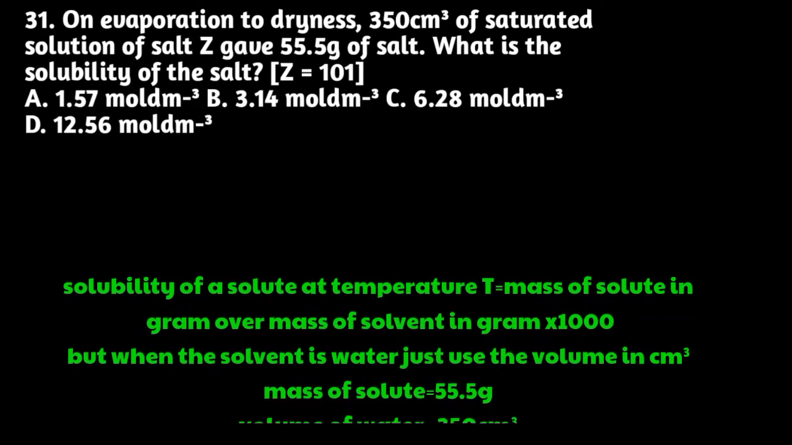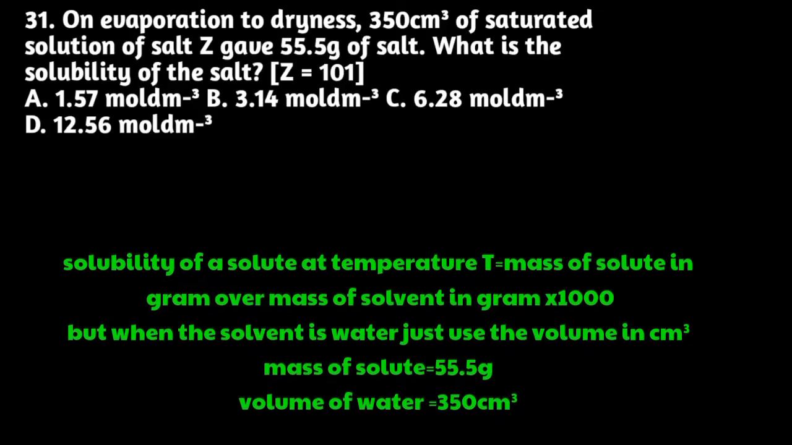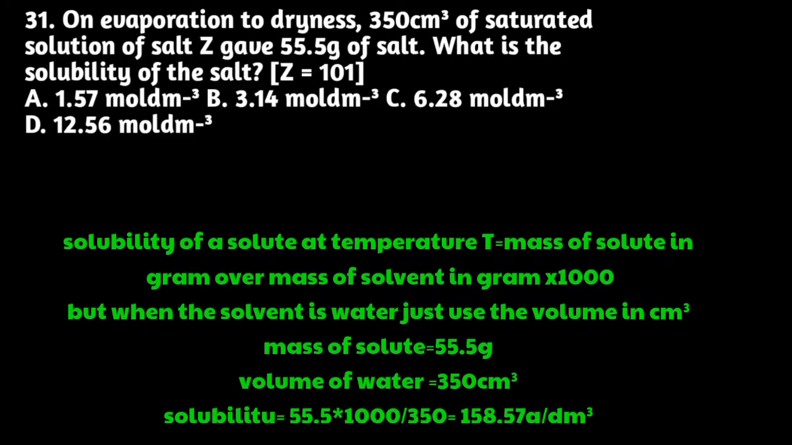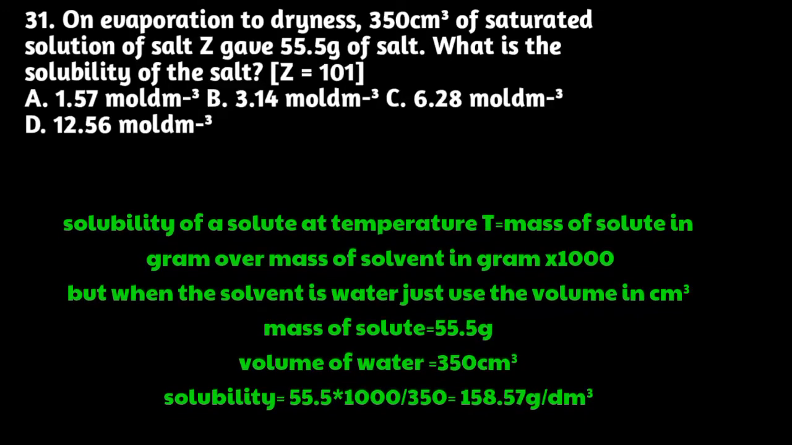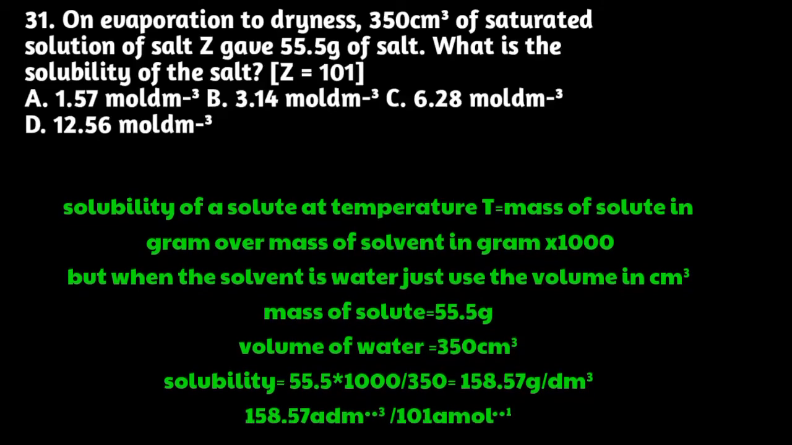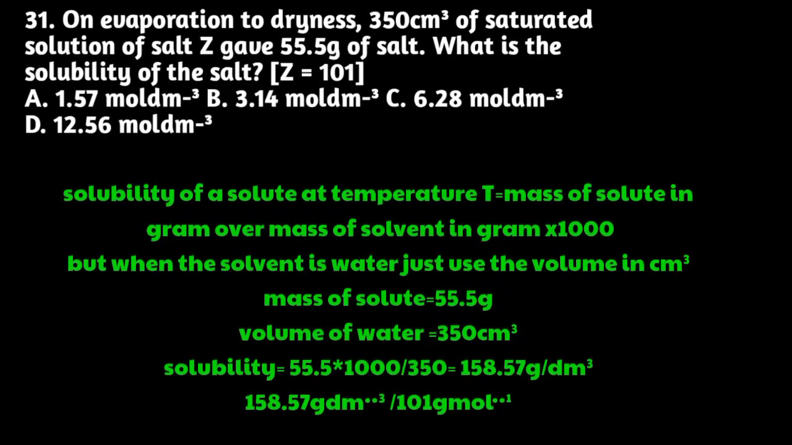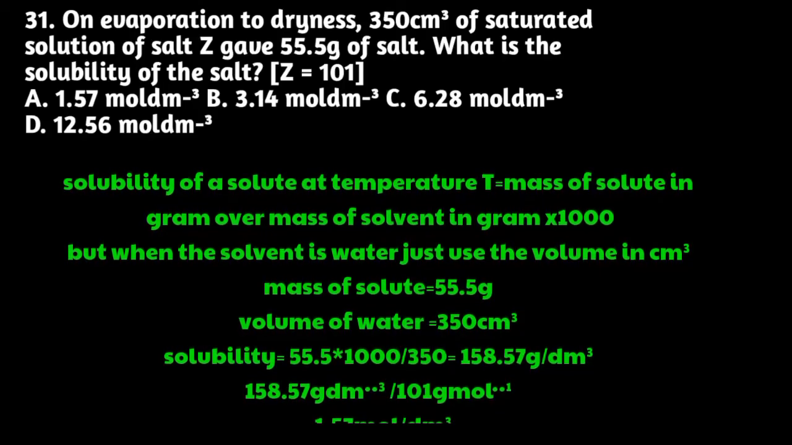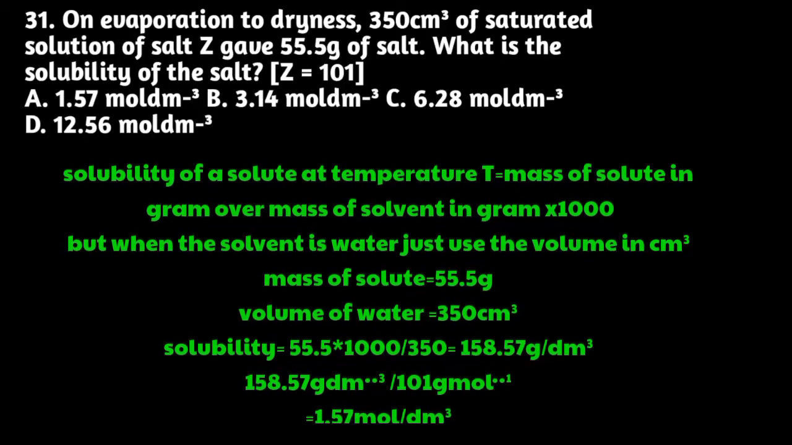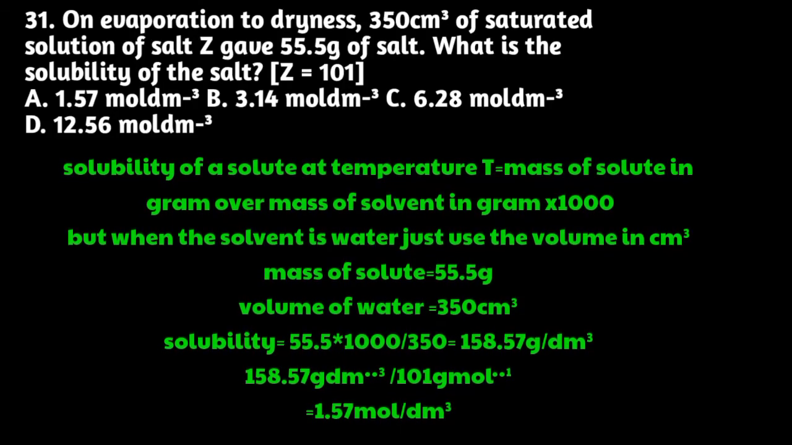So the mass of solute is 55.5 gram. Mass of solvent is 350 gram, since 1 centimeter cube of water is 1 gram. So we have 55.5 over 350 times 1000, which will give us 158.57 gram per dm cube.